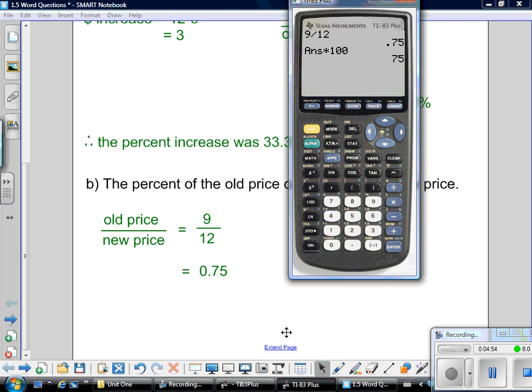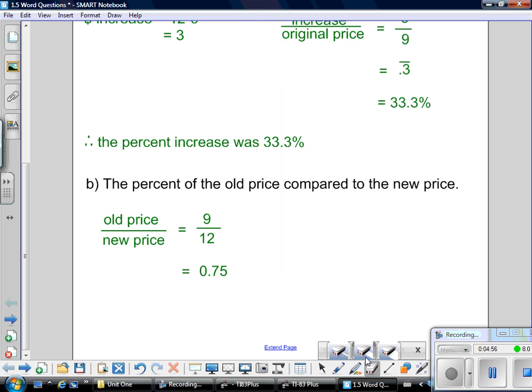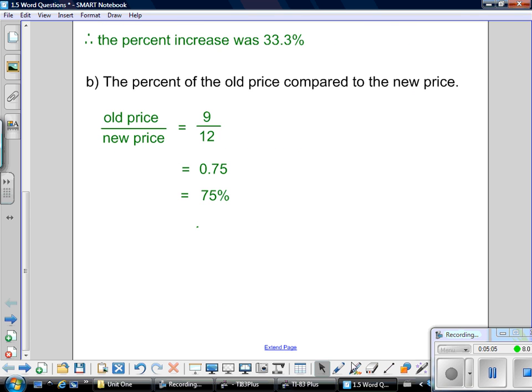And we end up with 75%. So that would be our next equals 75%. And just like the previous question, I have to put a therefore statement. So my therefore statement is going to be, therefore, the percent of the old price to the new price is 75%.